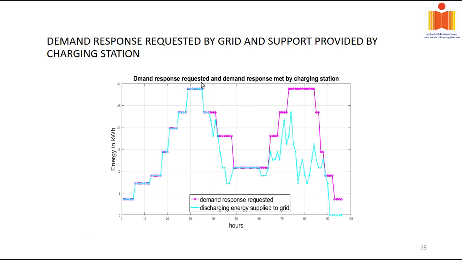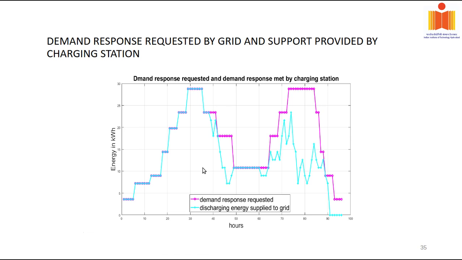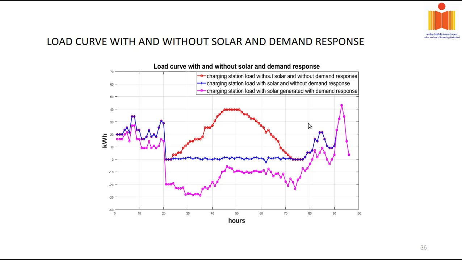What we can see here is the demand response requested and then the discharging energy supplied to the grid. Here I can see how much the demand is. Where there is a deviation, there is energy supplied to the grid. So that we can see. Now if the charging station also has solar, it is better. If the charging station has solar and wind, then it is even better. And solar generation with demand response capability is even better.